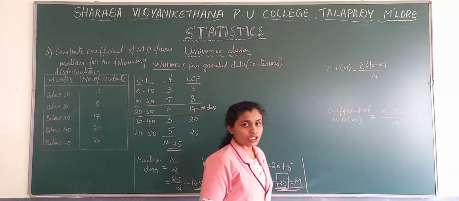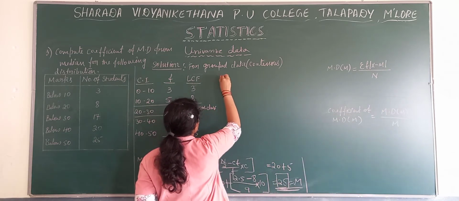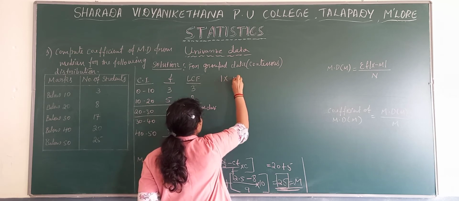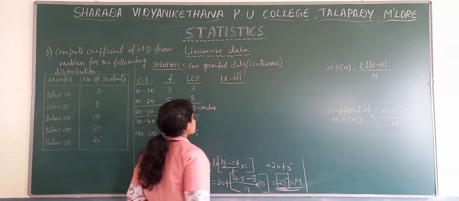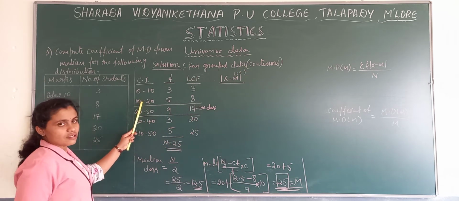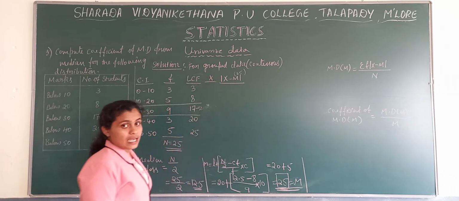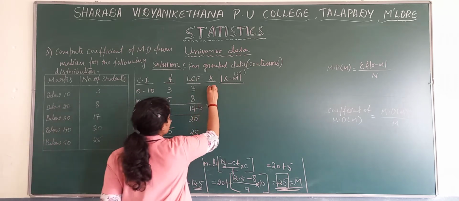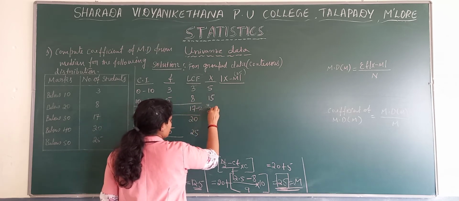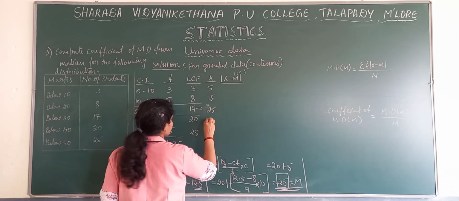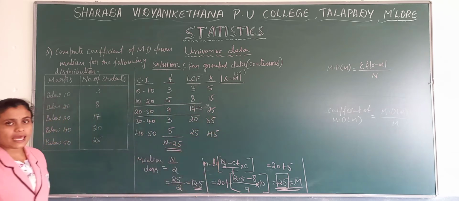Now which is the column you need to prepare? Next column you need to prepare is modulus x minus m. The median is 25. See the x value. Here class intervals are given, so we need to find the x values. 0 to 10, mid value is 5. 10 to 20, 15. 20 to 30, 25. 30 to 40, 35. And 40 to 50, 45. These are the x values.